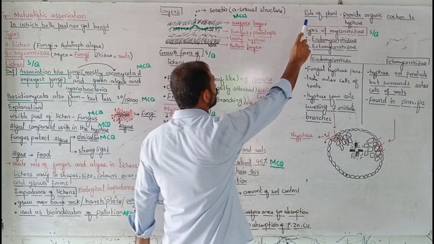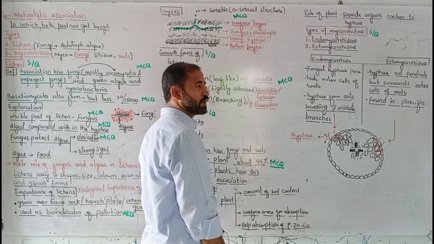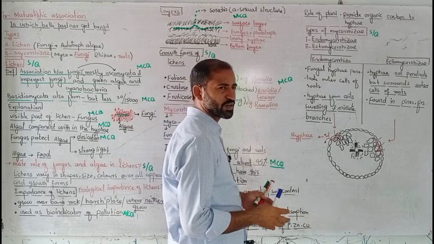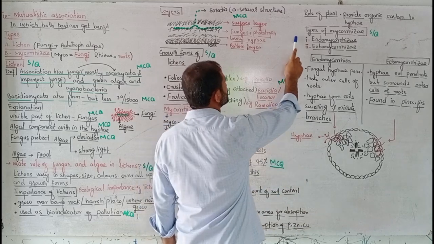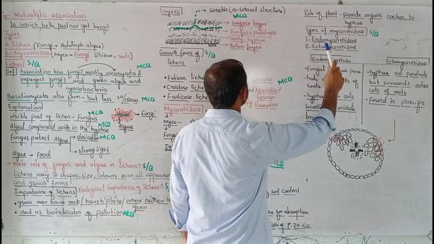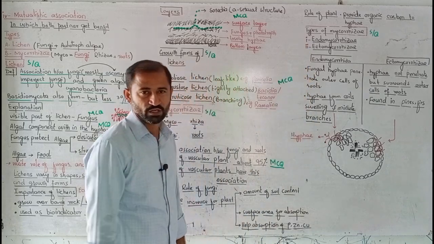Next one, the role played by the plant for the fungus. It provides organic carbon to the hyphae, meaning organic carbon or nutrients or organic compounds are provided to the hyphae. Next one is types of mycorrhiza. There are two types of mycorrhiza: endomycorrhiza and ectomycorrhiza.